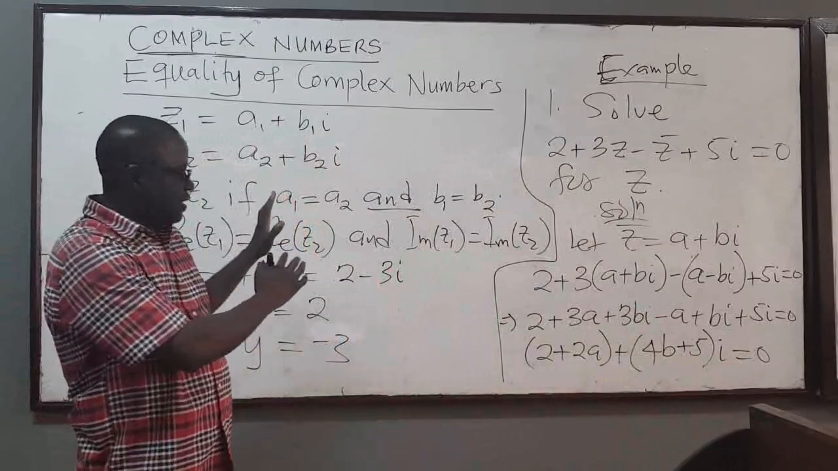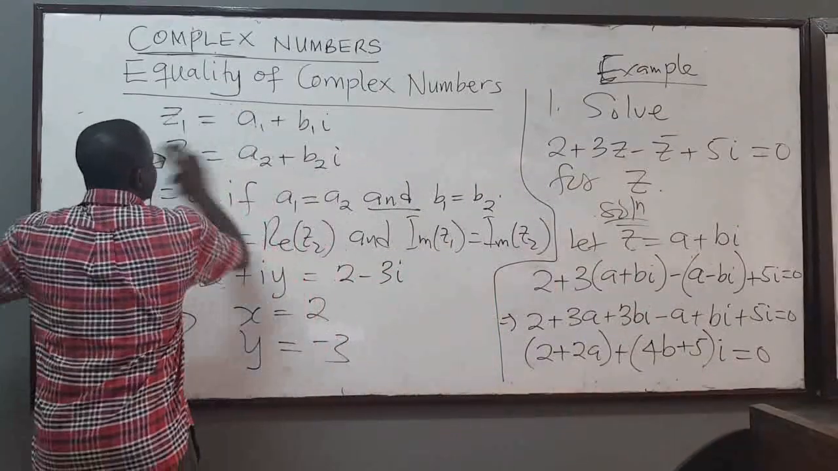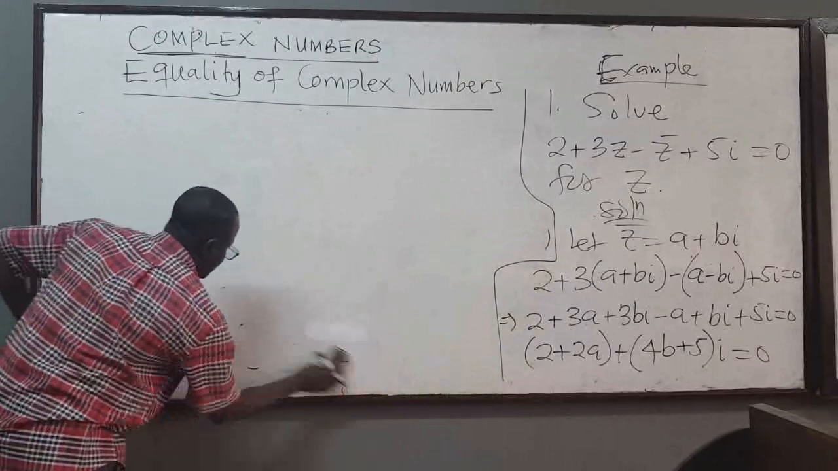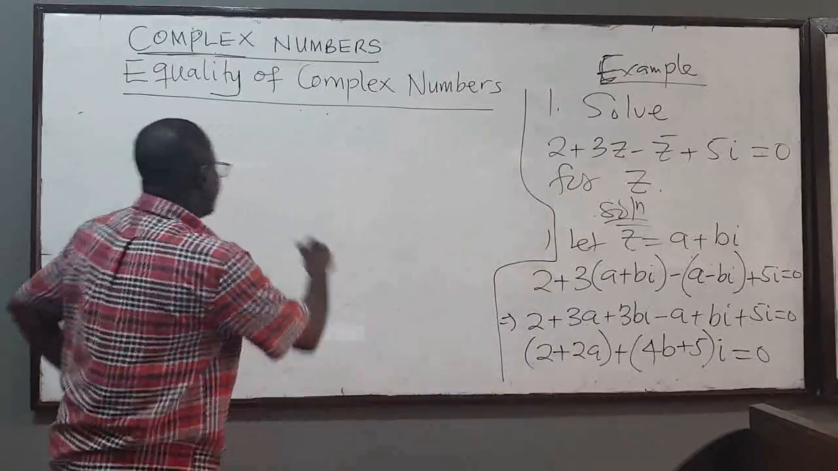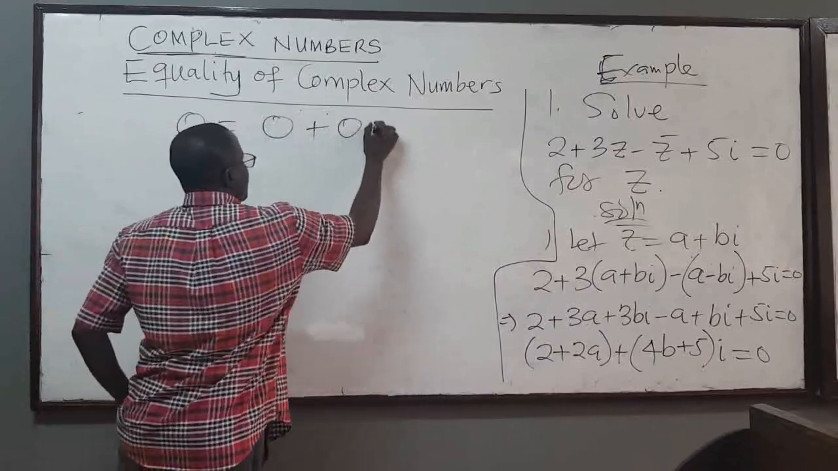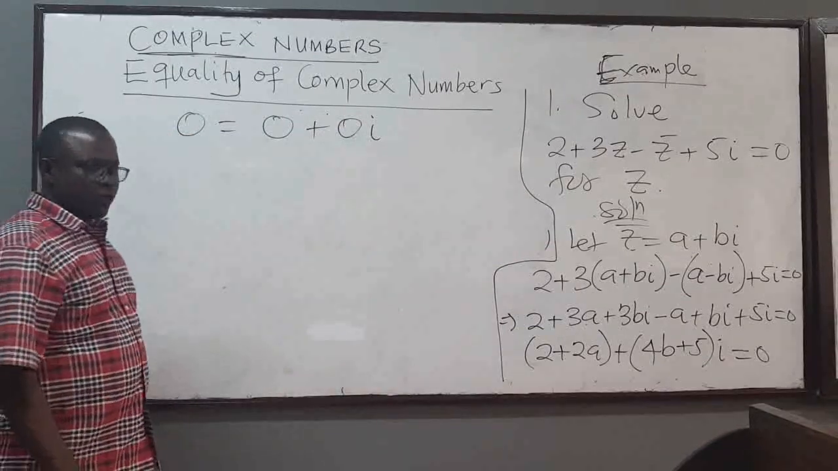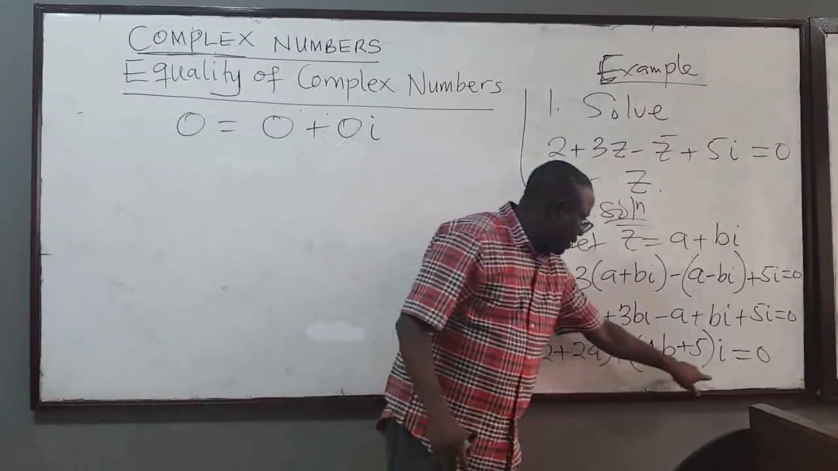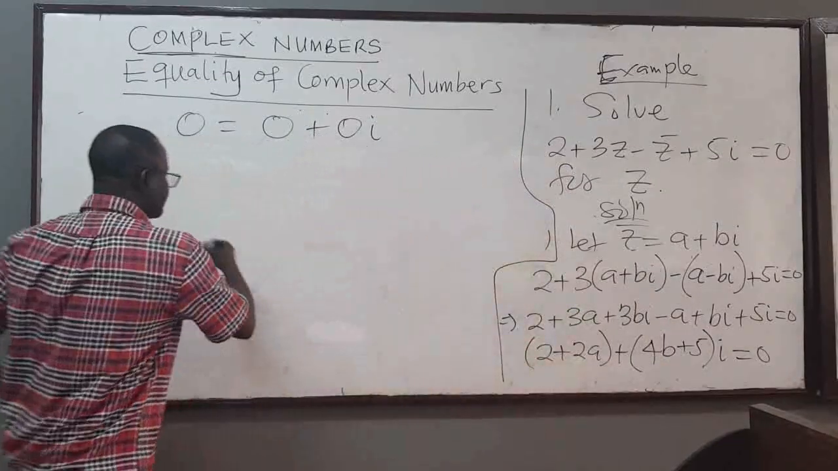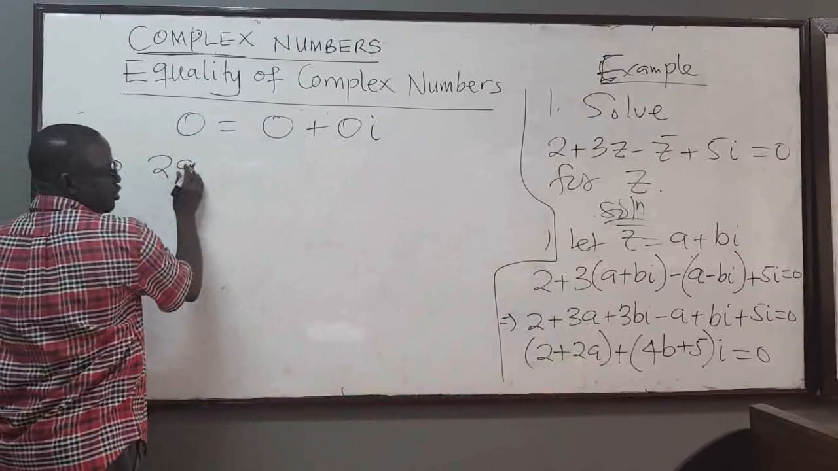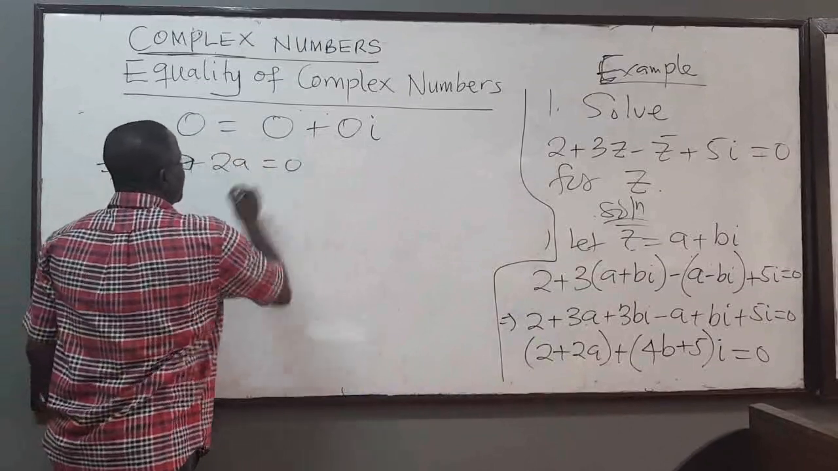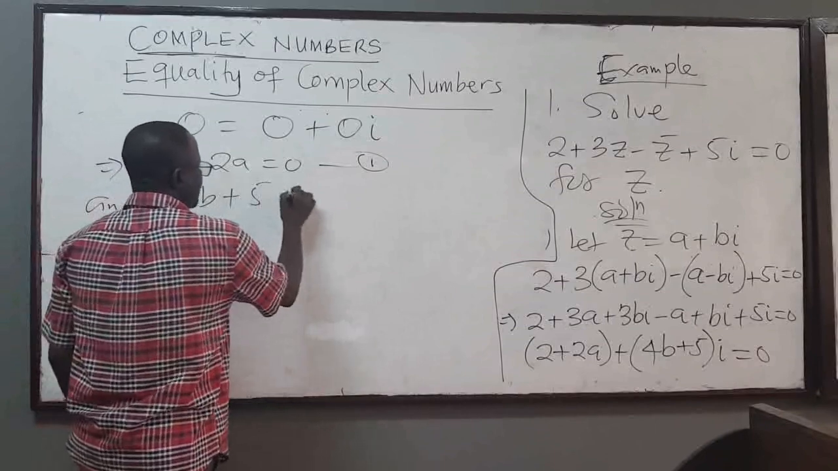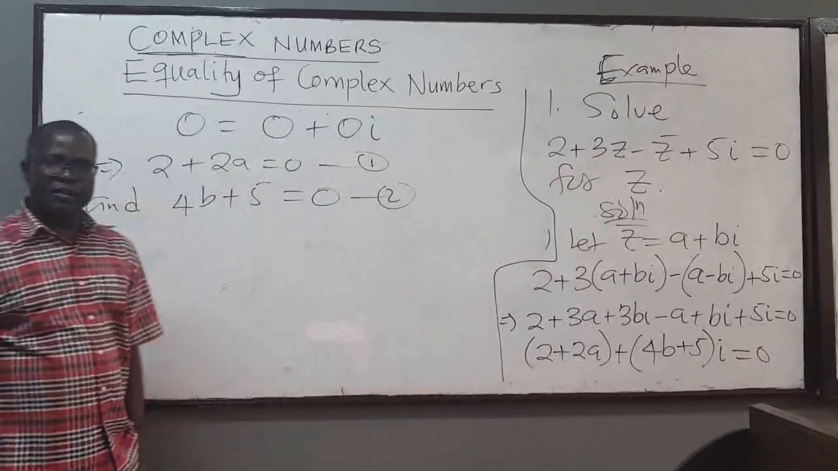So I have a complex number on the left hand side and a complex number on the right. Note that the 0 on the right hand side is a complex number as well. The zero on the right hand side can be written as 0 plus 0i. So using equality of complex numbers, this being equal to zero implies that the real part has to be equal to zero, and the imaginary part, this guy, has to be zero as well. So this implies that 2 plus 2a is zero, call that 1, and 4b plus 5 has to be equal to zero as well, call that 2. All right, so you have two equations to solve there.